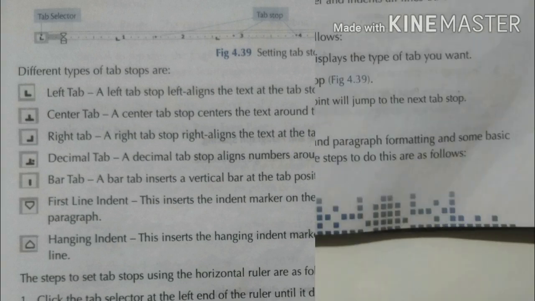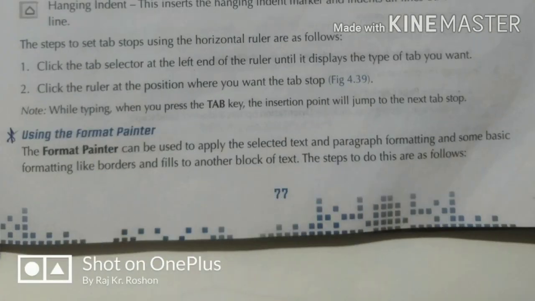Next part, using the format painter. The format painter can be used to apply the selected text and paragraph formatting and some basic formatting like border and fills to another block of text. The steps to do this are given. So here steps are given.